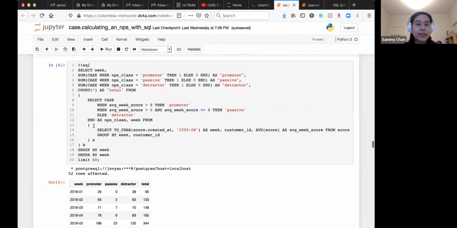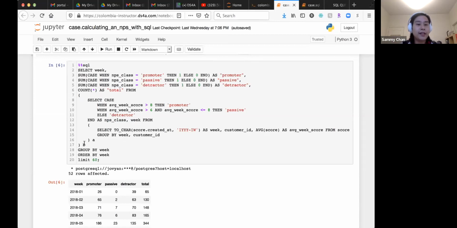First, we have the 2 nested queries. So we have the virtual table A created, and then we assign each customer ID in that virtual table A as a promoter, passive, or detractor, as an extra column from the virtual table A, which we stored as the virtual table B. And then from the virtual table B, we sum the number of promoters, and then sum the number of passives, and then sum the number of detractors.